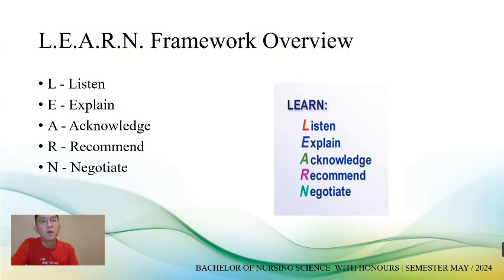The LEARN framework is a mnemonic that helps us remember the key elements of effective communication in nursing. It stands for listen, explain, acknowledge, recommend, negotiate. Each component plays a crucial role in our interactions with patients. By following this framework, we can ensure that we are providing comprehensive and compassionate care that meets the unique needs of each patient. Let's explore each of these components in more detail.